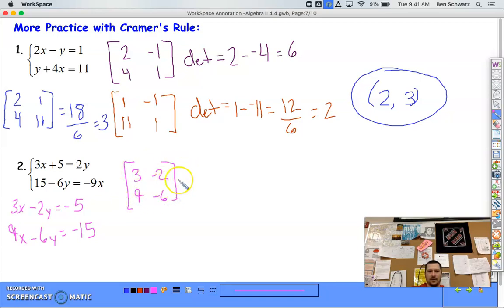So this determinant, I would get negative 18 minus a negative 18. So here we get an answer of 0. So when that first determinant is 0, you should already be thinking, all right, it's going to be either no solution or infinite solutions. So let's find out.